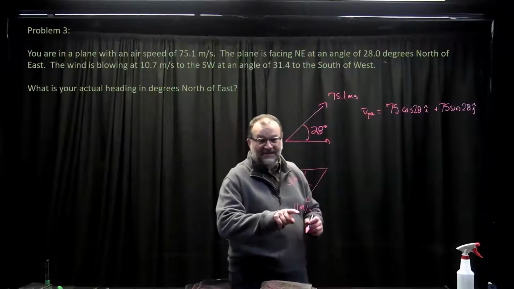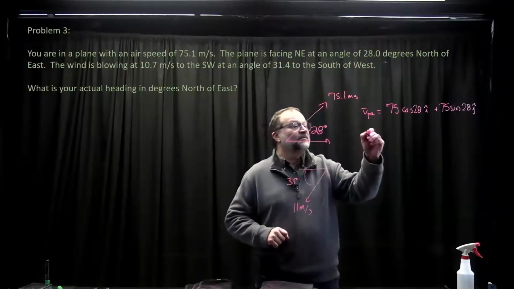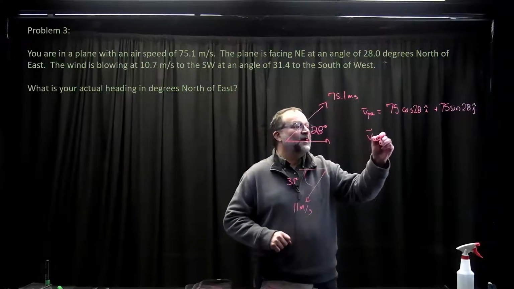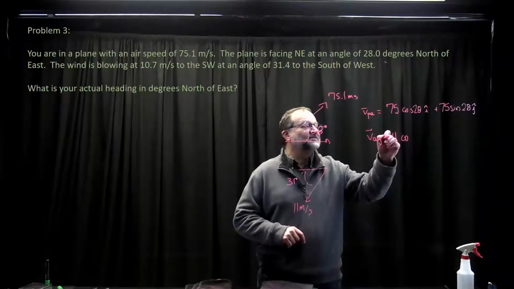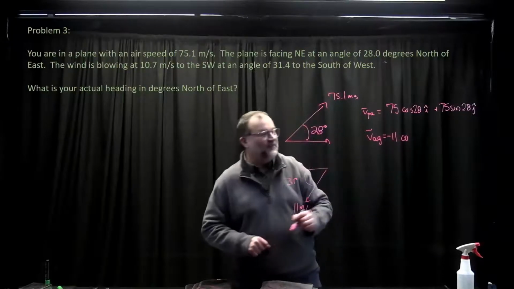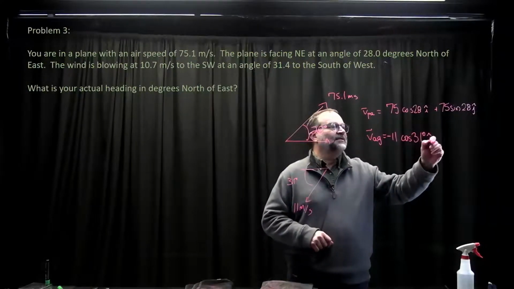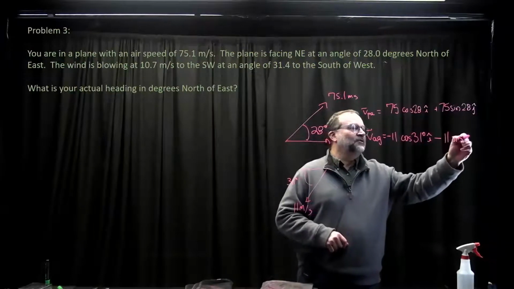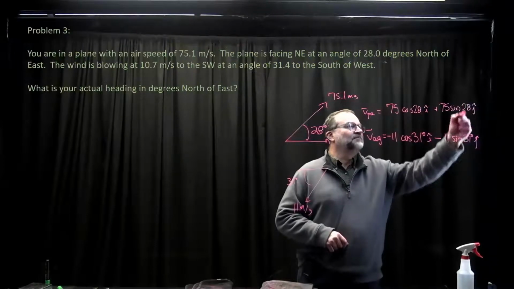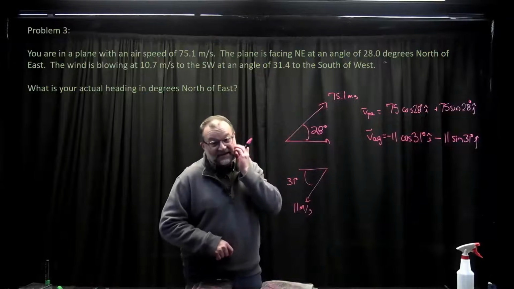So the velocity of the air with respect to the ground. Air with respect to the ground. We've got 11 times the cosine, and this is going to be minus because it's headed in the minus x direction, times the cosine of 31 degrees, I hat, minus 11 times the sine of 31 degrees, j hat. And these are all meters per second.